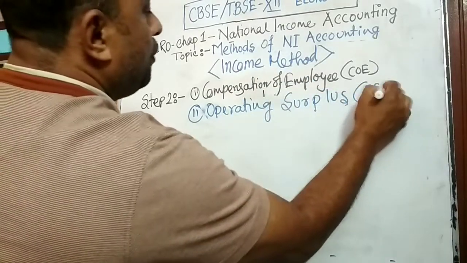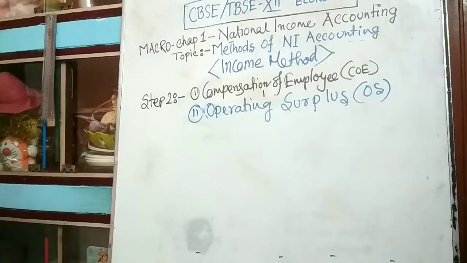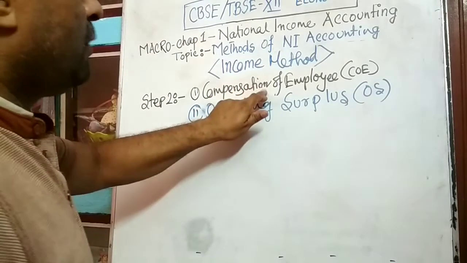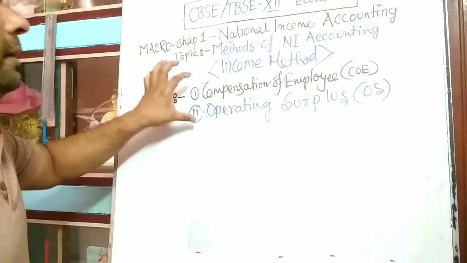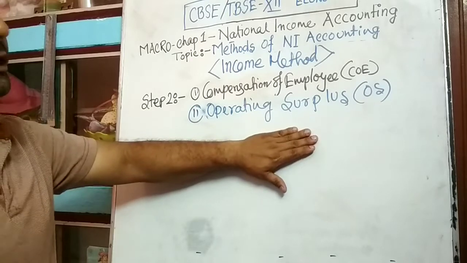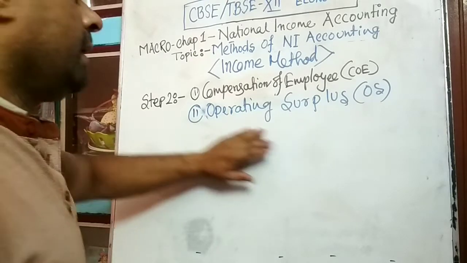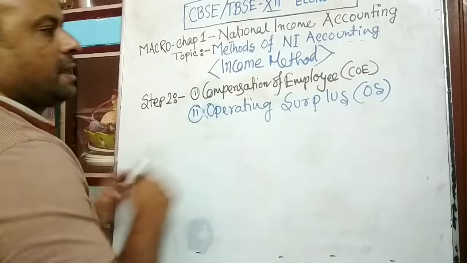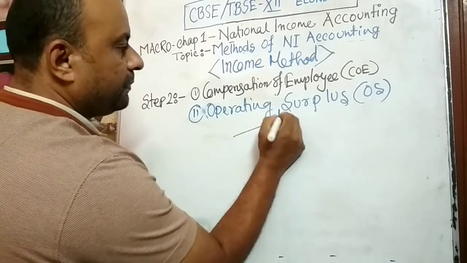Operating surplus, OS. It is a little bit complicated in this part. Operating surplus means, as we learned in the first term, the person is working under somewhere. Here the person has some property. When we have some property, then the income generated from that property is called operating surplus. It is of two types.